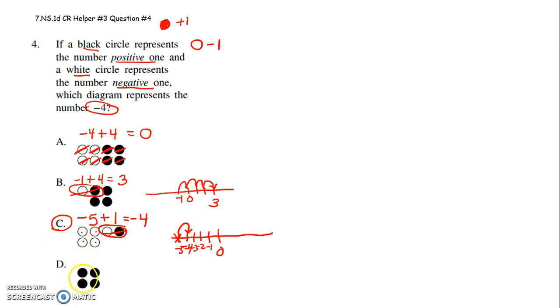This one right here, the blacks represent positive, so that's +1, 2, 3, 4. So that's a +4. I want to make sure you really read which circles represented positives and which circles represented negatives. All right, so hopefully that helps. That's how you figure out your similar problem.